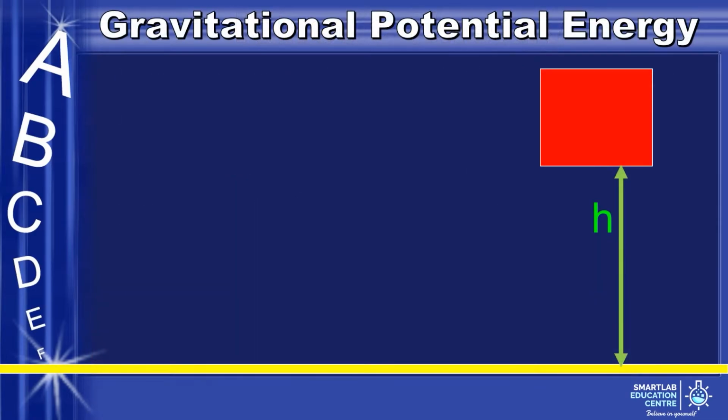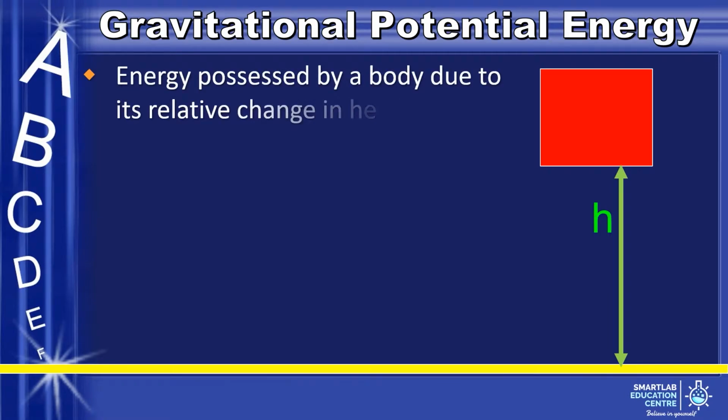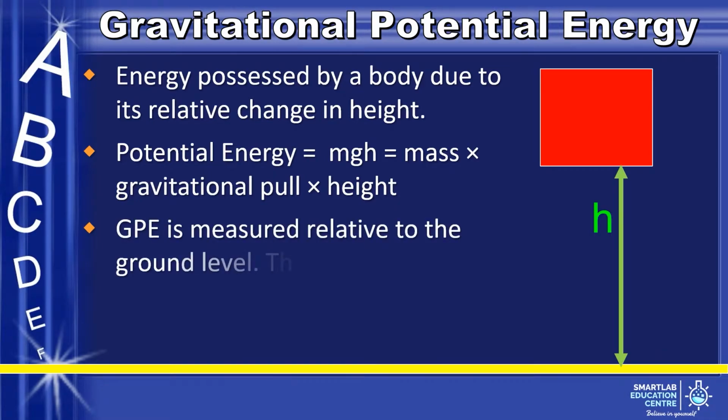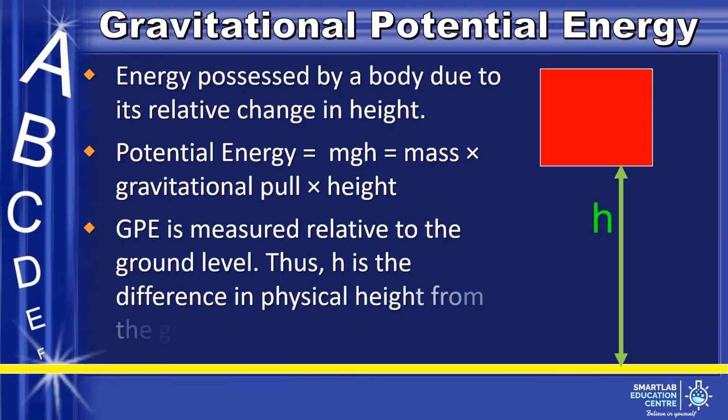Now, let us talk about gravitational potential energy. Gravitational potential energy refers to the energy possessed by a body due to its change in height. We can use the formula, mgh, to find the potential energy. Gravitational potential energy is measured relative to the ground. Thus, h refers to the relative difference in physical height from the ground.